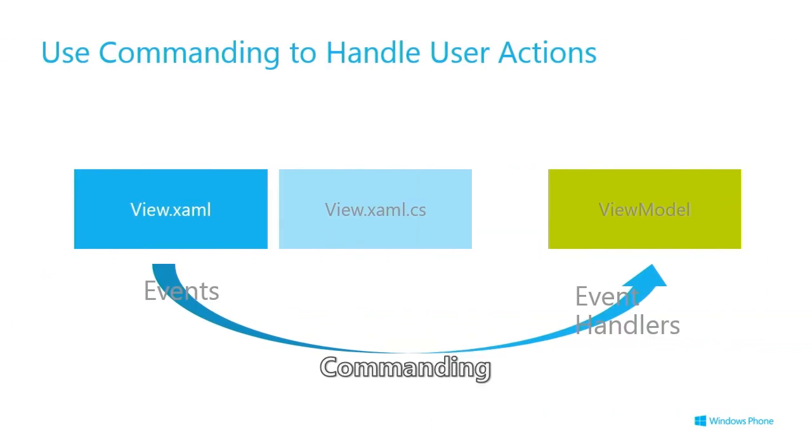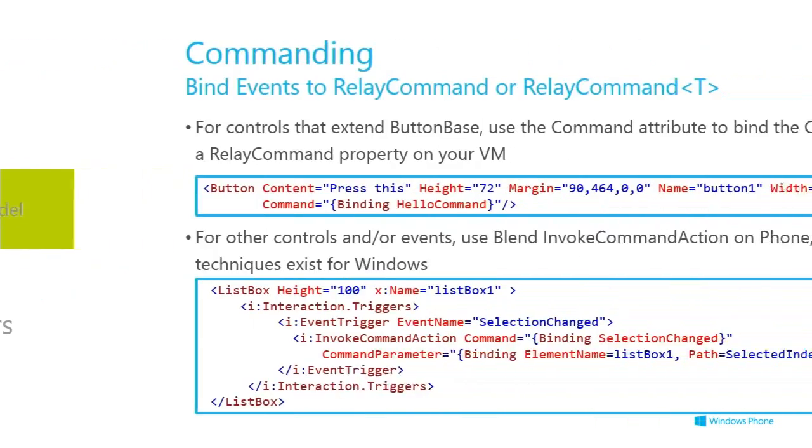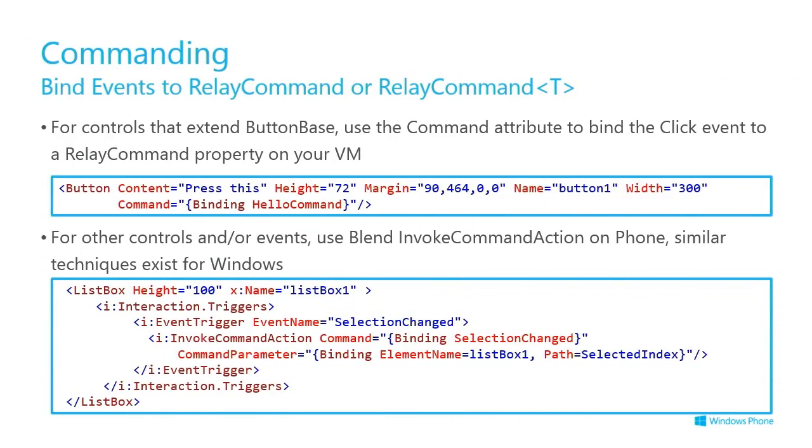One technique you will see is called commanding, where an event that fires in the view, instead of being handled directly in the code behind in the view, is moved over and handled directly in the view model. And the technique we use for that is commanding. You can bind events. Here we've got a button, see the command equals property. We're binding to a command handler called hello command in our underlying view model. So that's built into controls such as the button, but in Blend you can actually add these interactions to do that for other events.